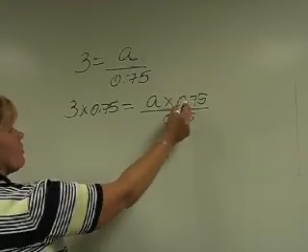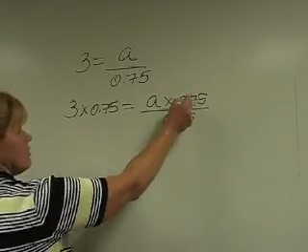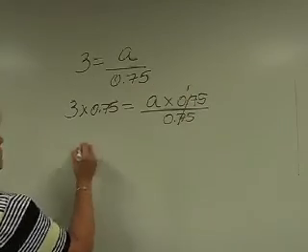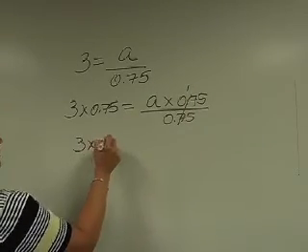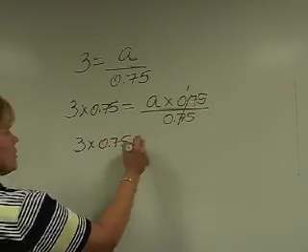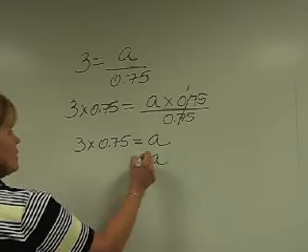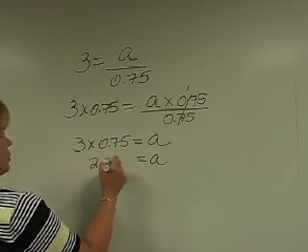Again, as we said before, any number divided by itself is going to equal 1. So we're left with 3 times 3/4 is equal to A. And then A is equal to 2.25.